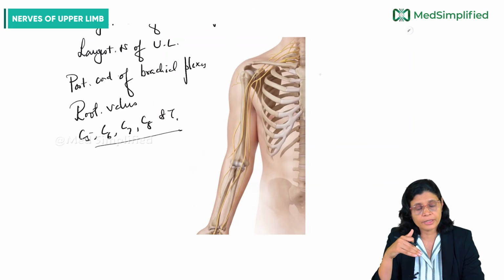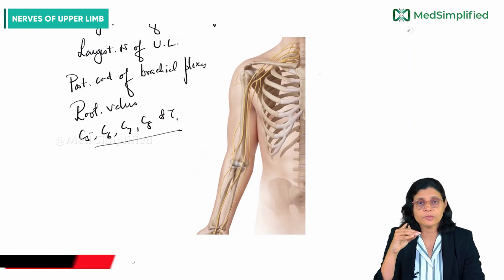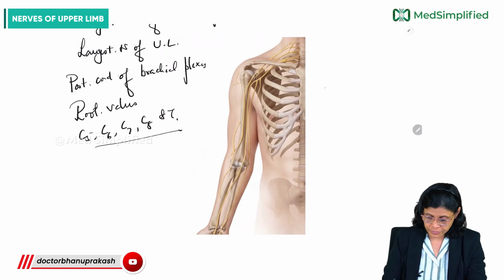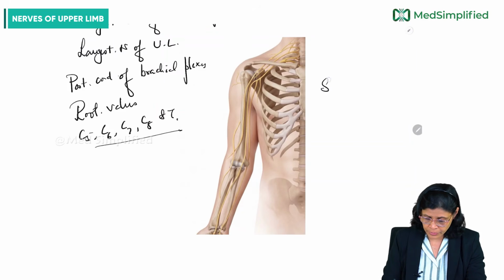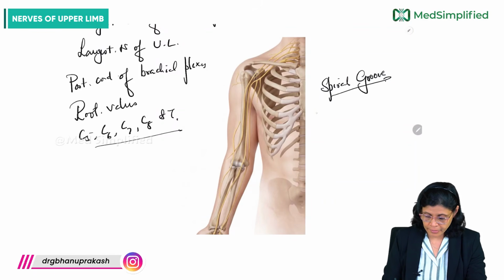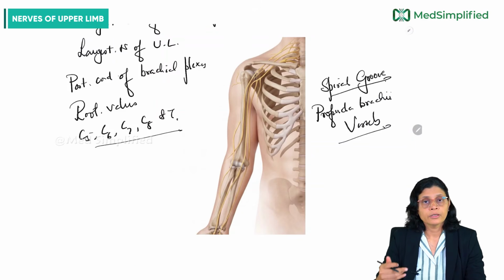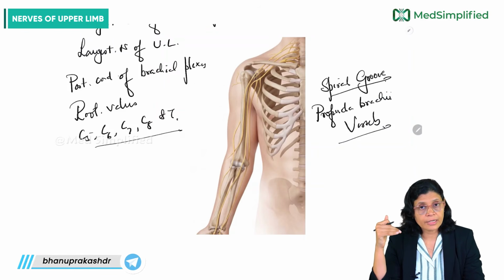Through the lower triangular space, it will enter the posterior compartment of the arm, where it will pass through the spiral groove along with the profunda brachii vessels. You have to remember that in the spiral groove, it is accompanied by the profunda brachii vessels. After passing through the spiral groove, as it comes out, it pierces the lateral intermuscular septum and again enters the anterior compartment of the arm.